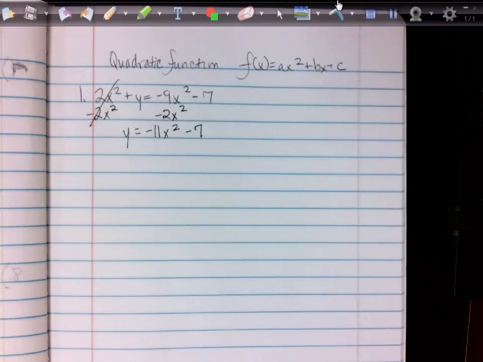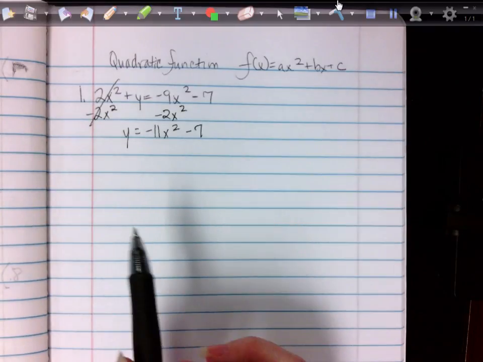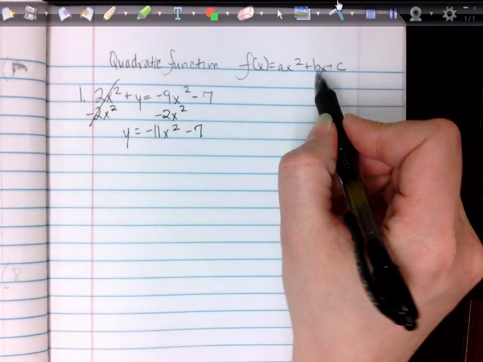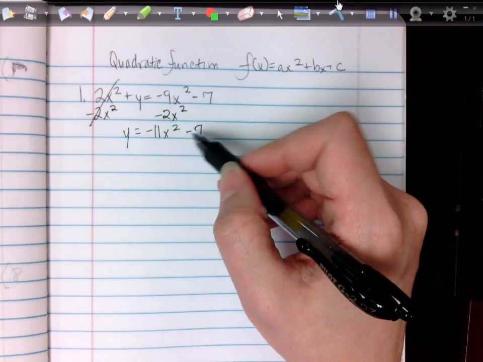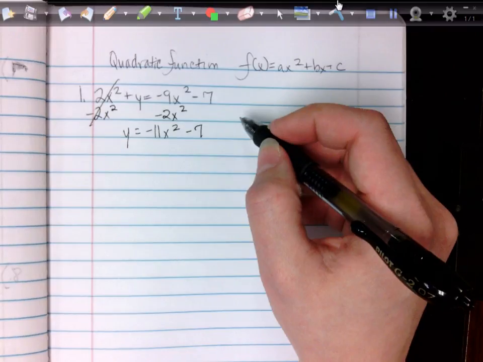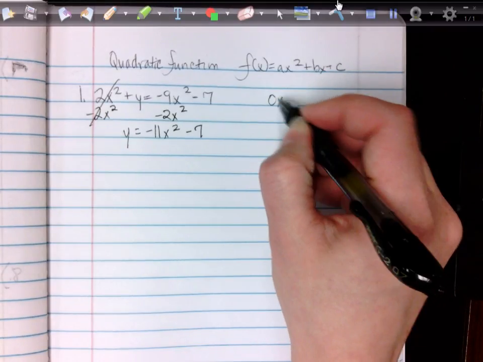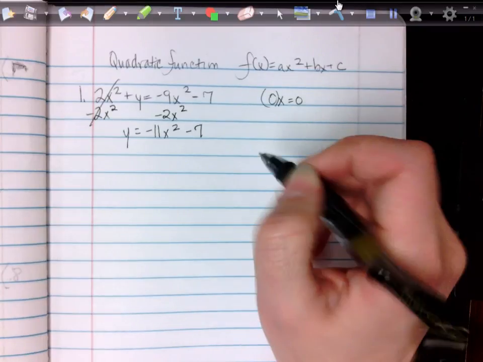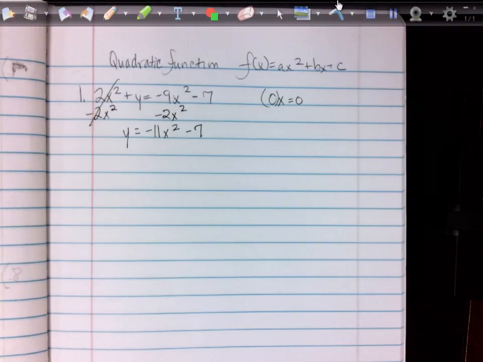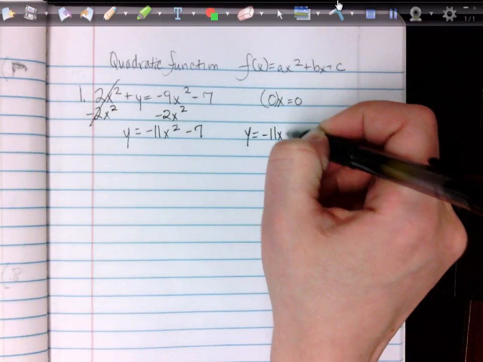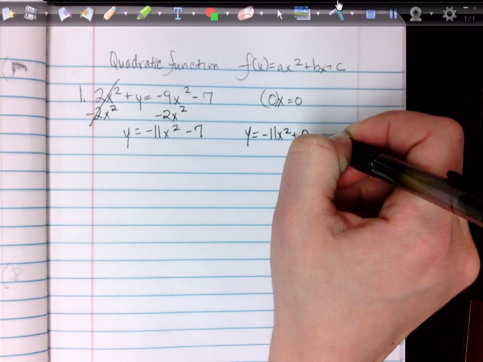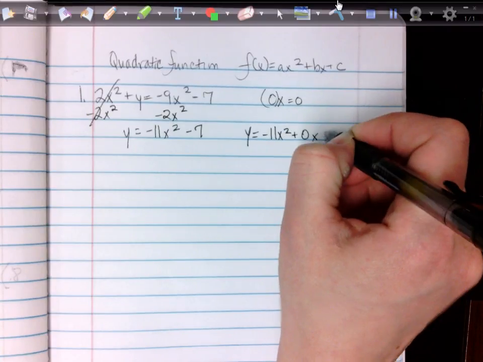So now I have to determine whether this function is quadratic or not. I look at the quadratic formula, I look here, and I can see I don't have this bx here. I don't have an x term. However, it's the same thing. When I don't have an x term, that's the same thing as saying that my b is equal to 0, and 0 times x is going to equal 0, so therefore I just omitted it. So that's okay. What this really means is that y equals negative 11x squared plus 0x minus 7.